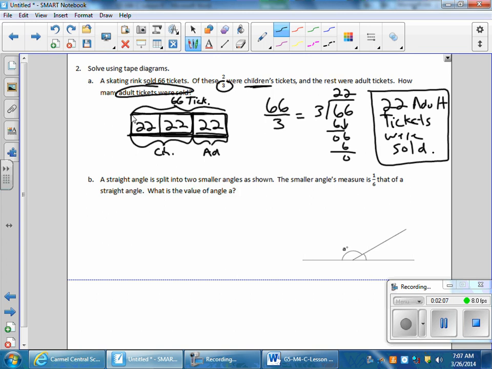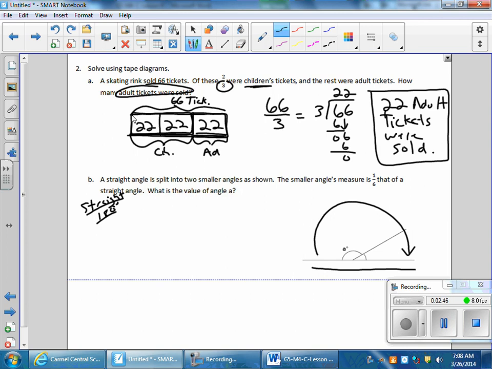Part B. A straight angle is split into 2 smaller angles as shown. The smaller angle's measure is 1/6 that of the straight angle. What is the measure of angle A? Okay, so I need to know a few things. A straight angle, I know a circle is 360. A straight angle is 180. It's half of a circle.